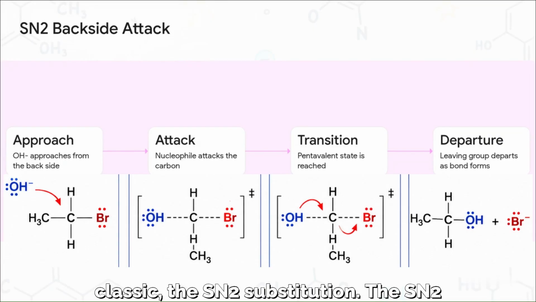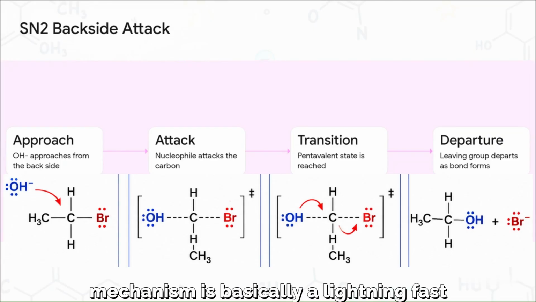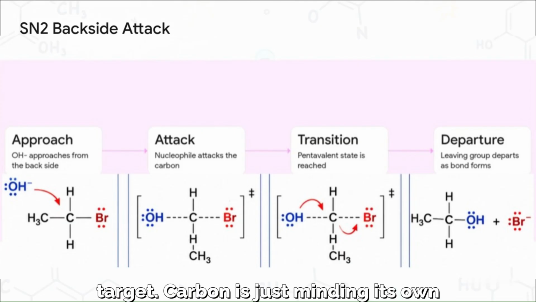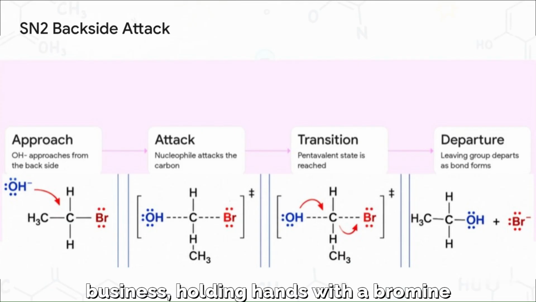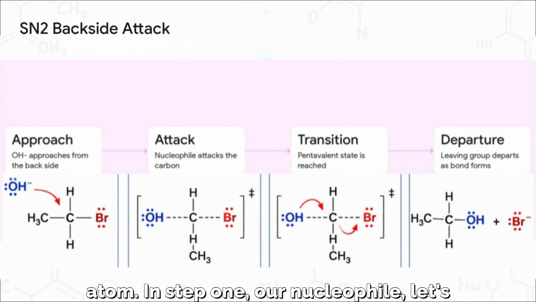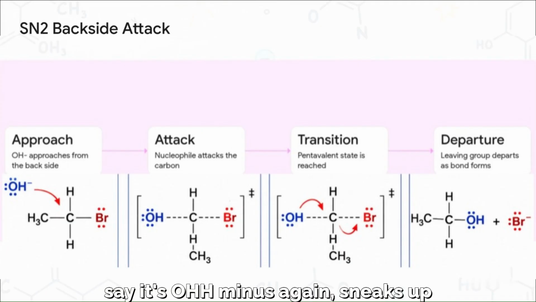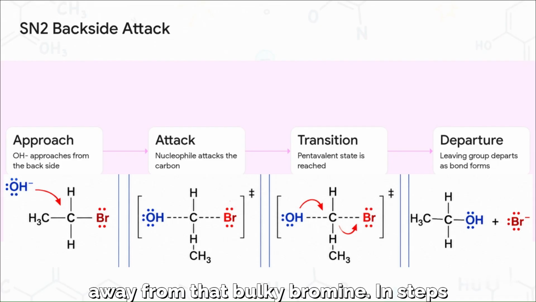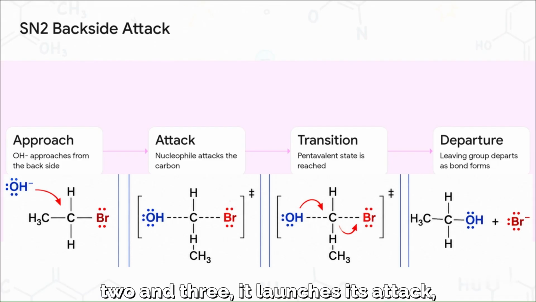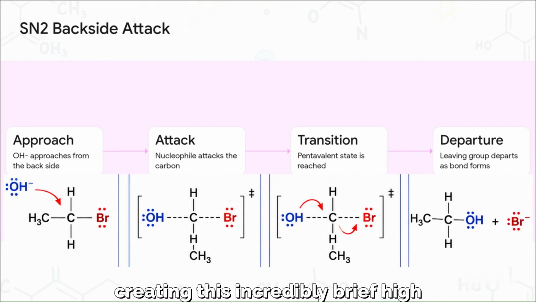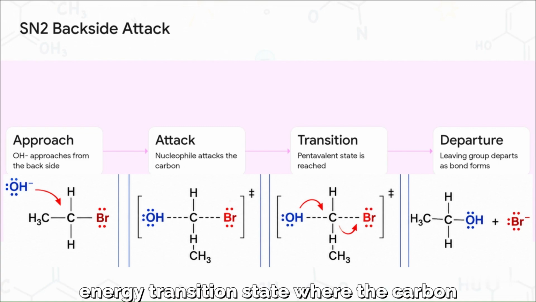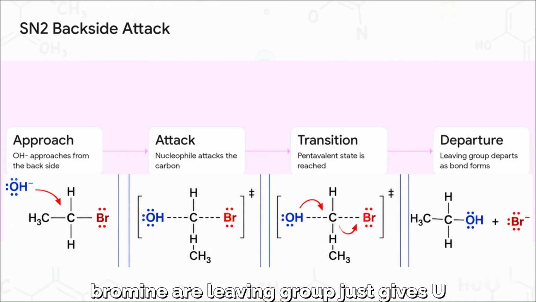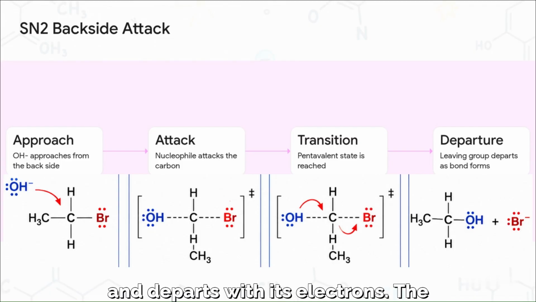The SN2 mechanism is basically a lightning-fast, concerted, one-step ambush. Imagine our target carbon is just minding its own business, holding hands with a bromine atom. In step 1, our nucleophile, let's say it's OH- again, sneaks up perfectly from the backside, exactly 180 degrees away from that bulky bromine. In steps 2 and 3, it launches its attack, creating this incredibly brief, high-energy transition state, where the carbon is temporarily attached to 5 different things at once. Finally, the bromine, our leaving group, just gives up and departs with its electrons.